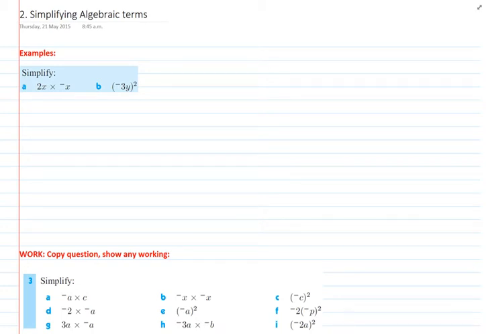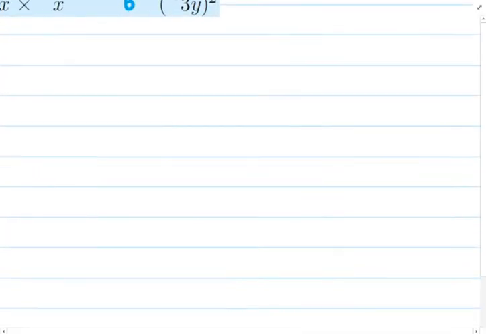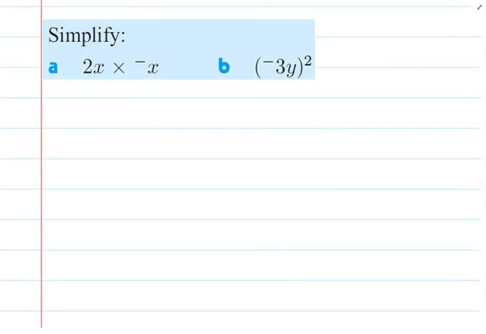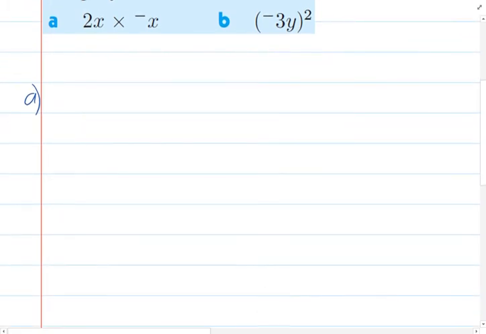Hello Year 9s. In this video we're looking at simplifying algebraic terms. And so my first question to you is, what is our first step of working? Well, our first step of working is to write out the question. And I'm going to keep on saying this every single time. So let's write it out, 2x times negative x.